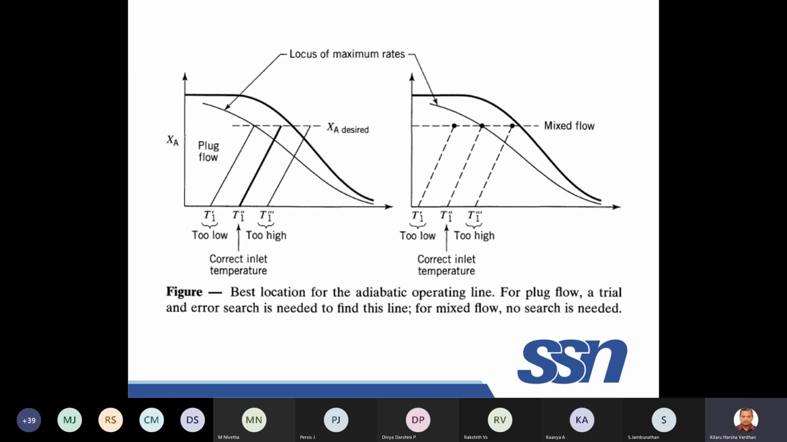In MFR, there will be only one rate, whereas in PFR, we will have different rates along the length of the reactor. Here you will have only one rate. This is the answer for one of the questions which I asked you earlier. Knowing the answer, can you guess what the question is?